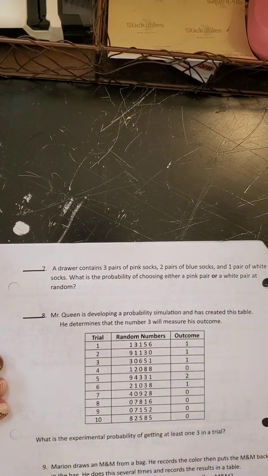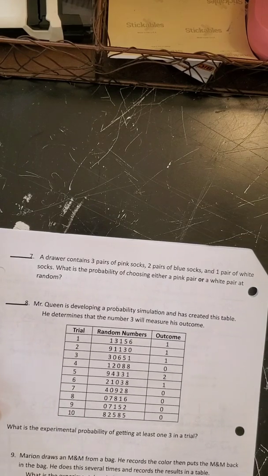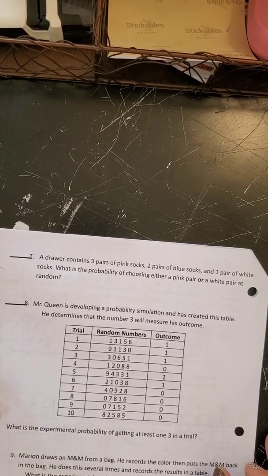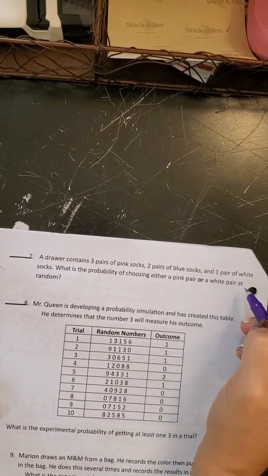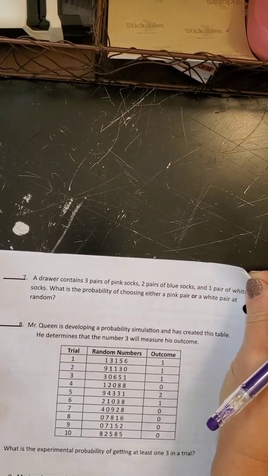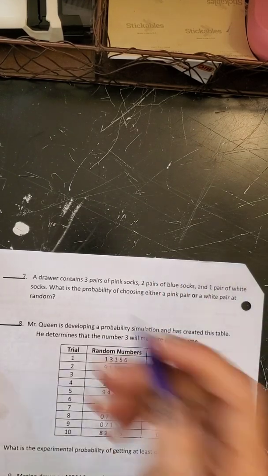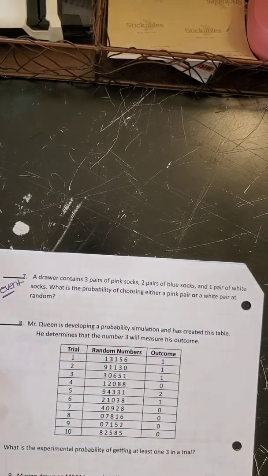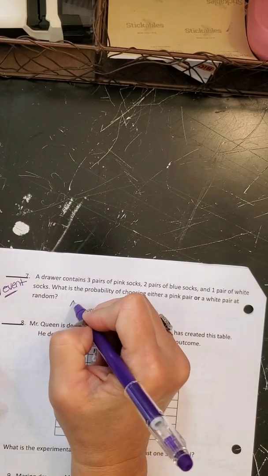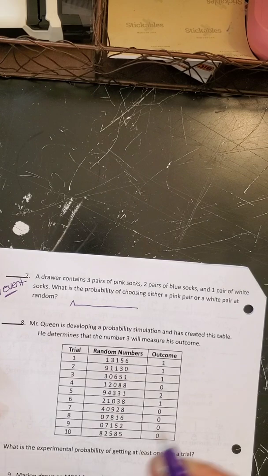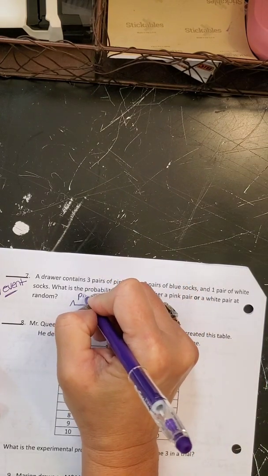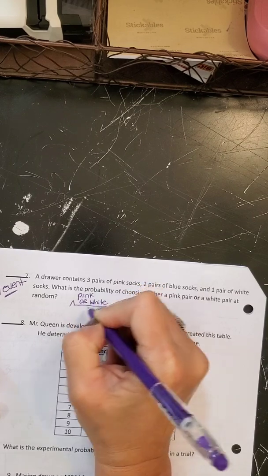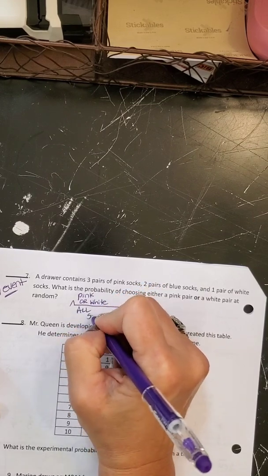A drawer contains 3 pairs of pink socks, 2 pairs of blue socks, 1 pair of white socks. What is the probability of choosing either a pink or white pair at random? Okay, so we're reaching in, we're drawing a pair of socks. This is one event. So if that's one event, our bridge map's going to look like this. And we want pink or white out of all socks.